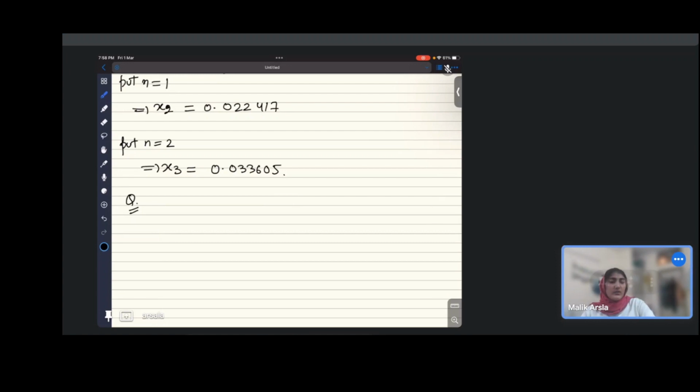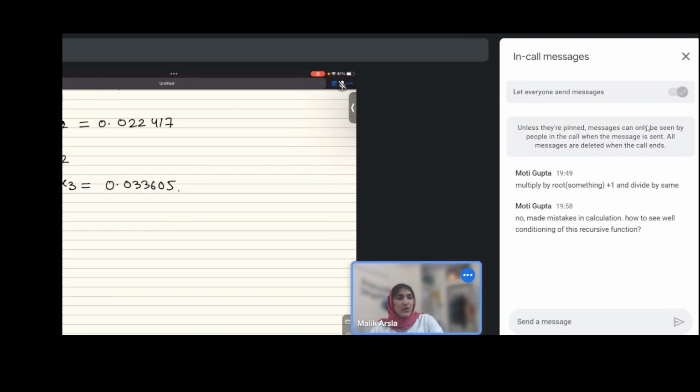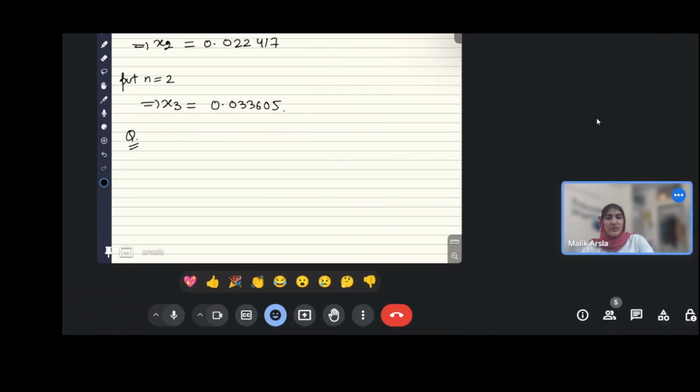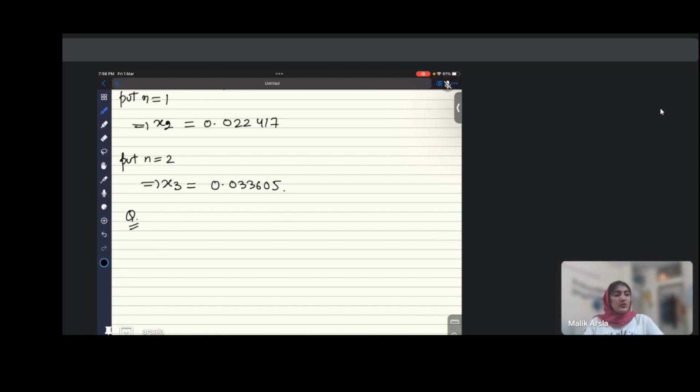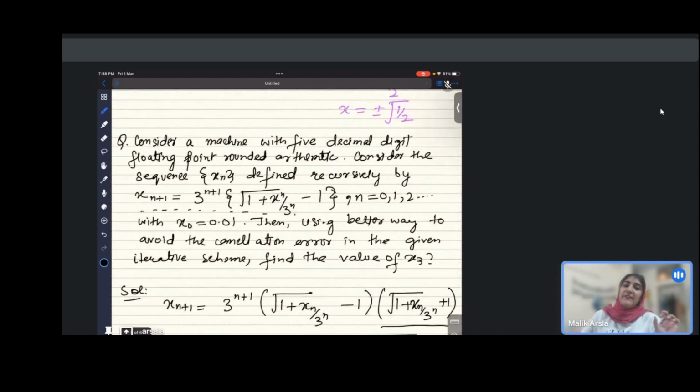Oh, I think there is some question. Comment in chat. Okay, how to see well condition for this recursive function? See, Moti, condition number is basically defined for a problem, not for an algorithm. This is basically an algorithm. In condition number, we have been given a function and we know that its roots are say 1 and 2, like the input is 1 and 2 and we get the answers.